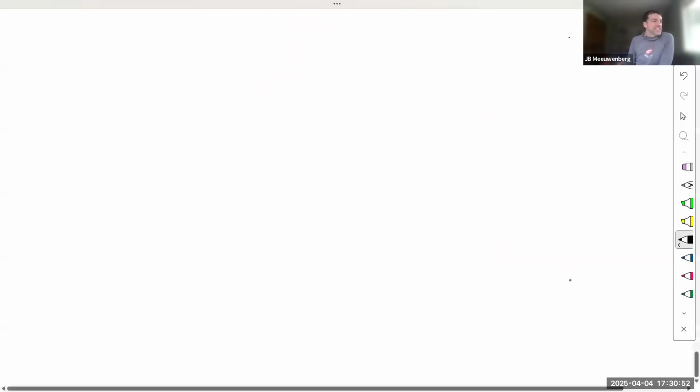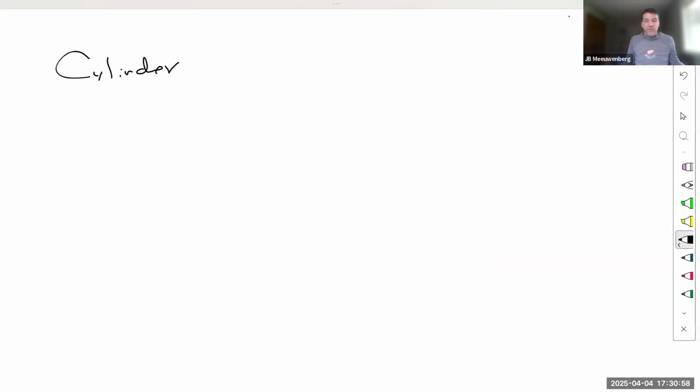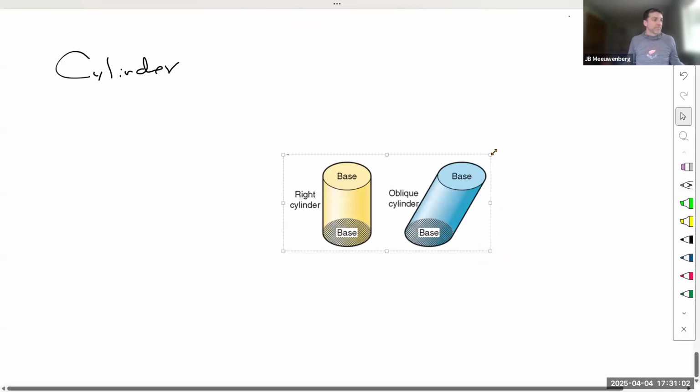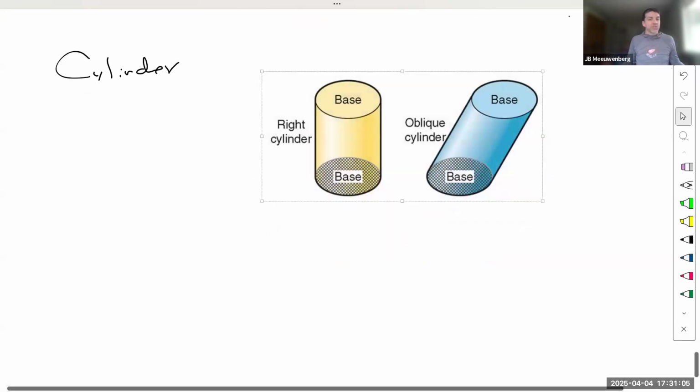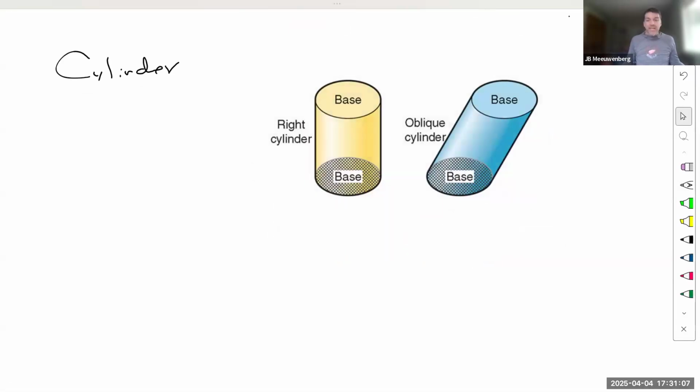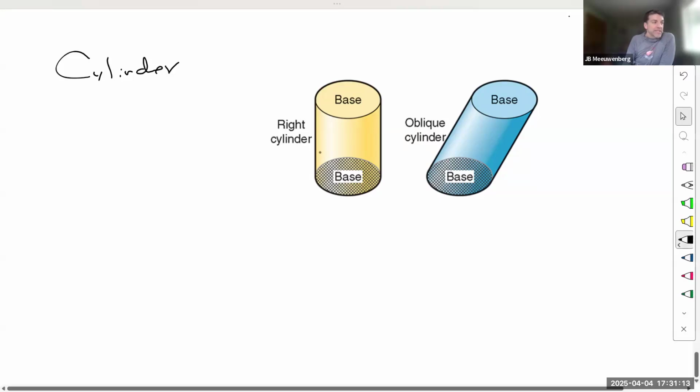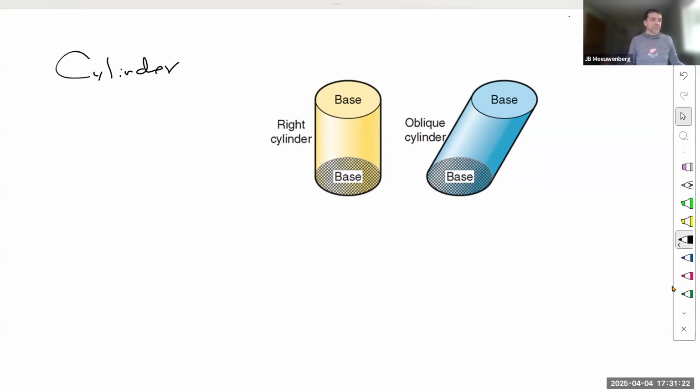Next, we have the cylinder. A cylinder, very similar to the cone, except it's got circular bases on the top and the bottom. So both the upper base and the lower base will be circles. You can have right cylinders, you can have oblique cylinders. And then finally, we have spheres.